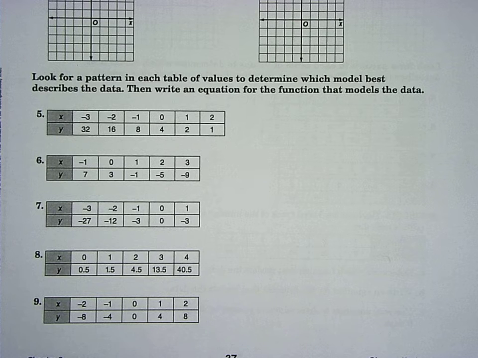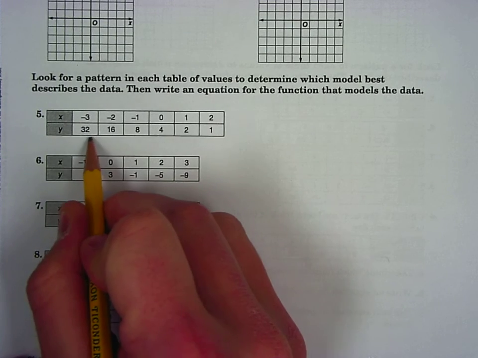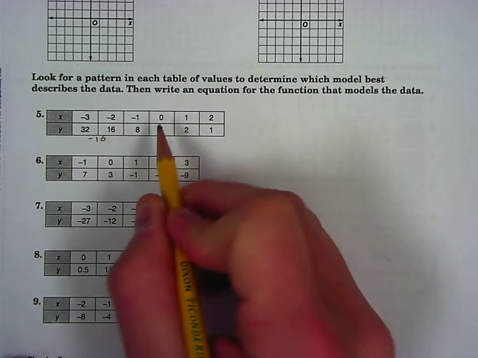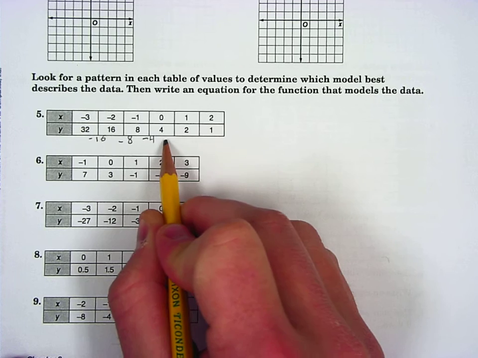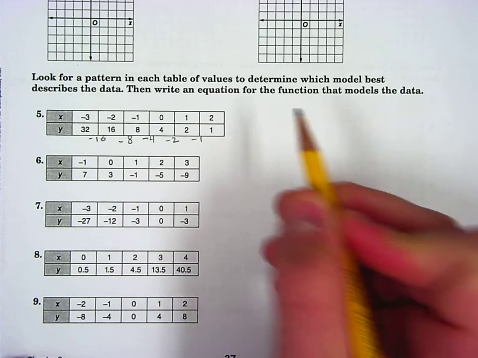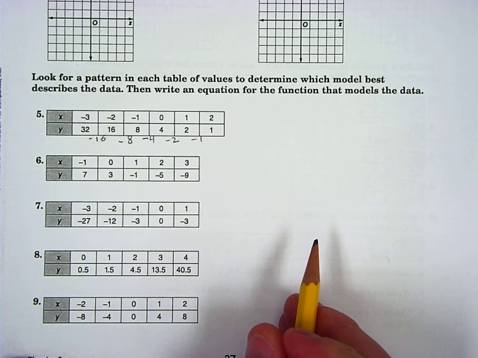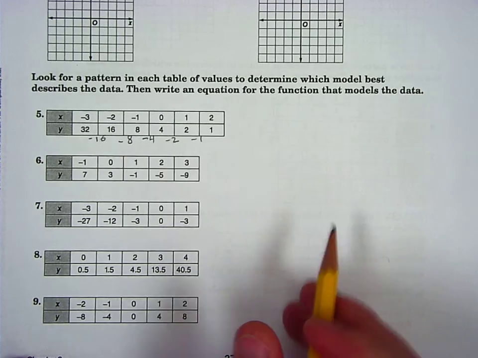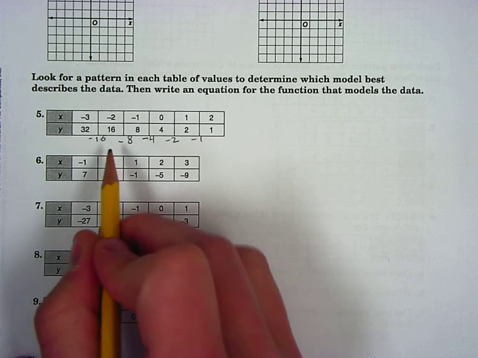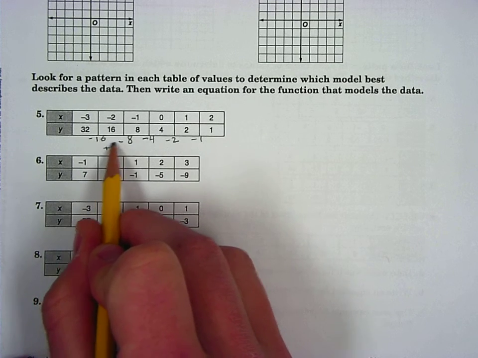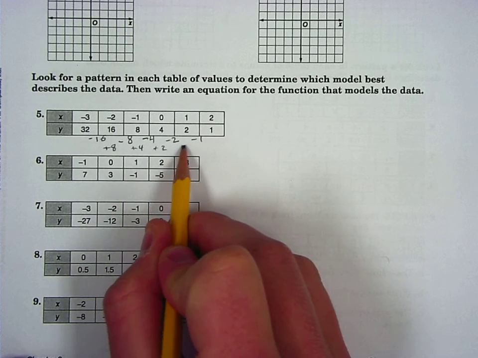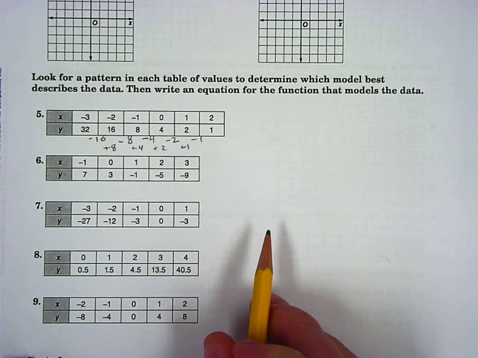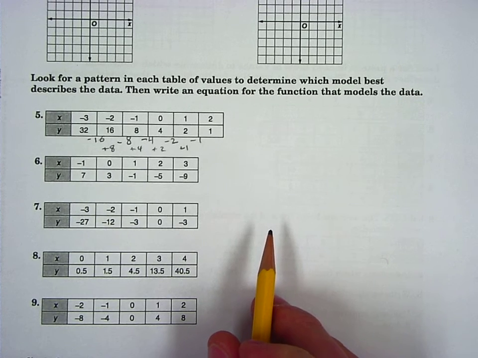Alright, so the first thing we want to look at is if it has a common difference. Alright, so I notice this is minus 16, minus 8, minus 4, minus 2, minus 1. So there's clearly no common difference there, so it's not going to be a linear function. Let's check again, though, to see if it's going to be quadratic. Right here we have plus 8, plus 4, plus 2, plus 1. So there's still no common difference, so we know this is going to be an exponential function.